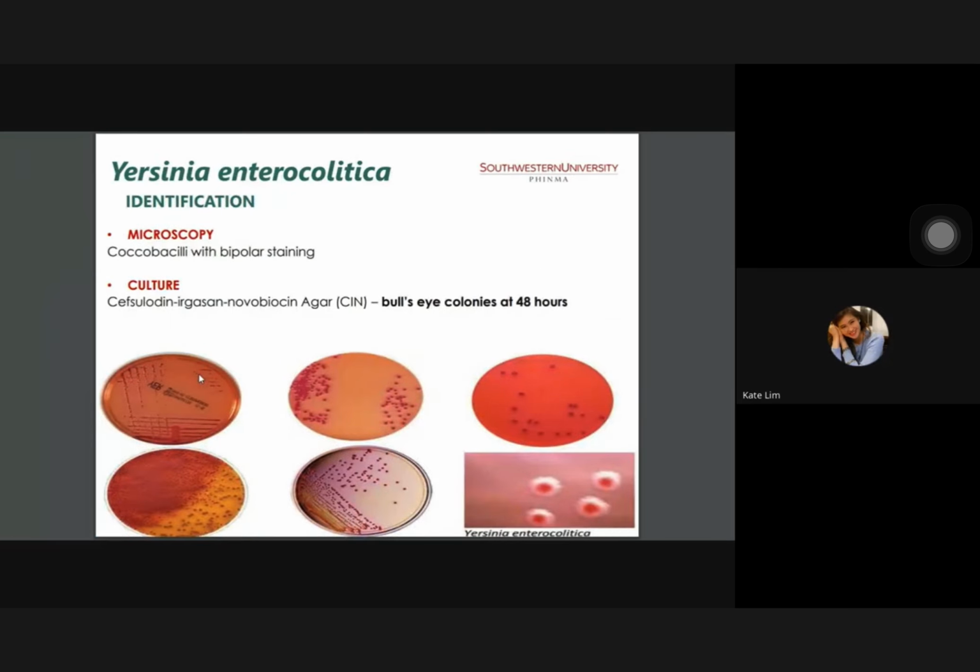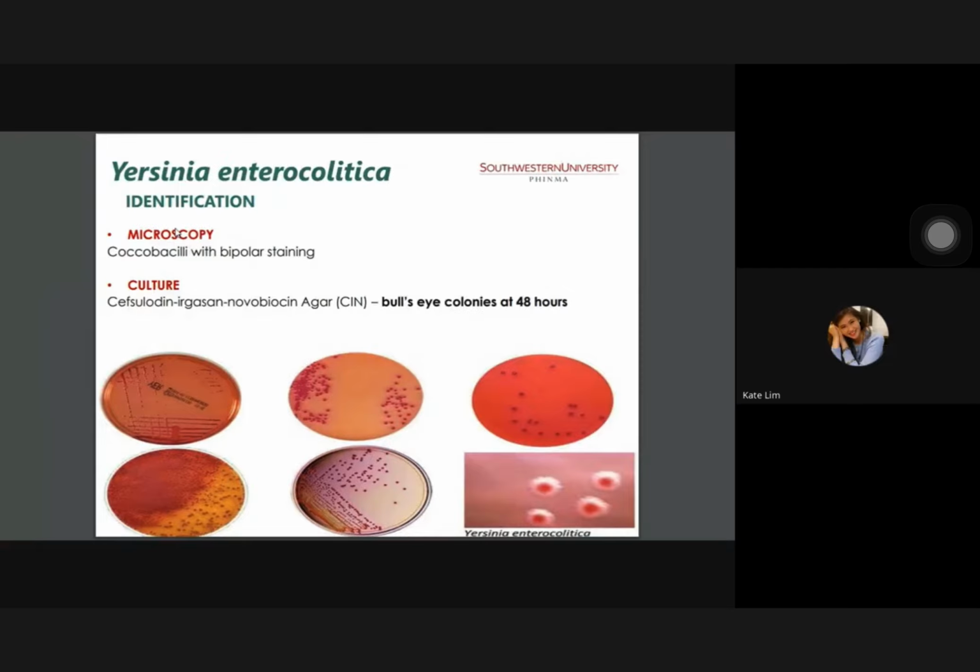So how do we identify Yersinia enterocolitica? Just like other Yersinia, your Yersinia enterocolitica has a short, plump appearance, so that would be coccobacilli. It also has a distinct feature, which is the bipolar staining effect, often described as a safety pin appearance. This could be observed using stains such as Wayson and methylene blue.